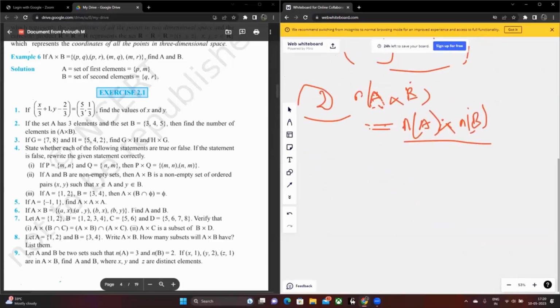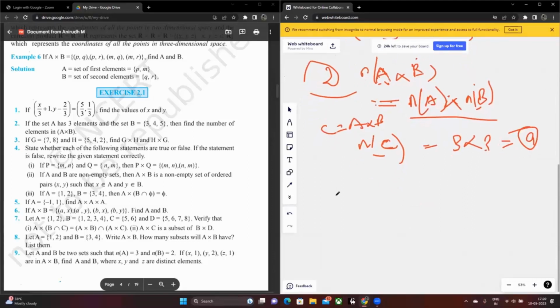And here you have three elements. So this is n of C, where if C is equal to A cross B, then n of C equals 3 times 3, that is 9. That solves question number 2.